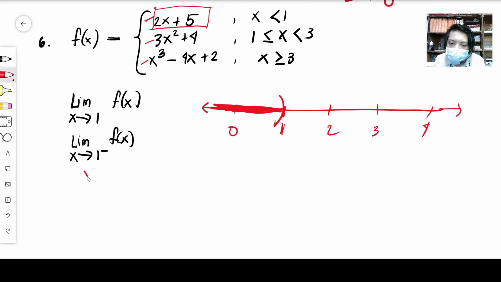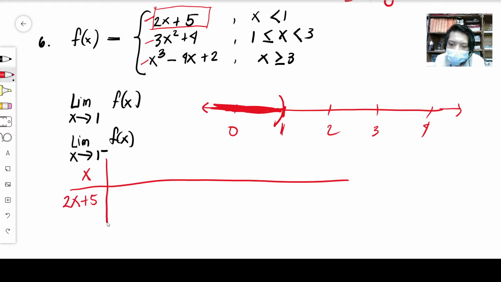So let us create a table of values for 2x plus 5, coming from the left. So this is 0.99, 0.999, 0.9999.